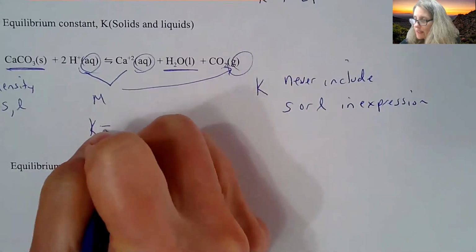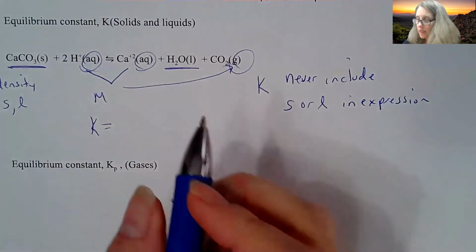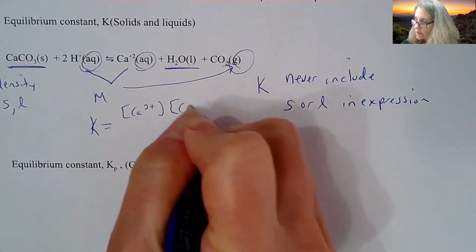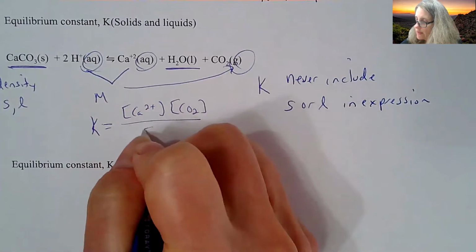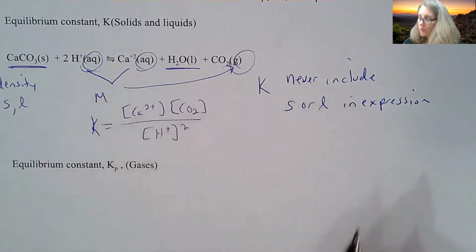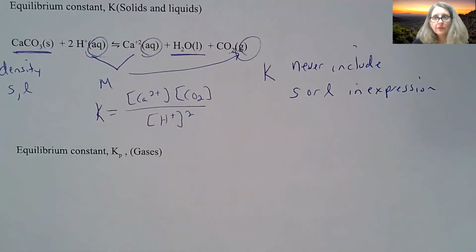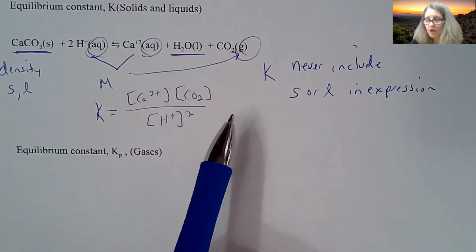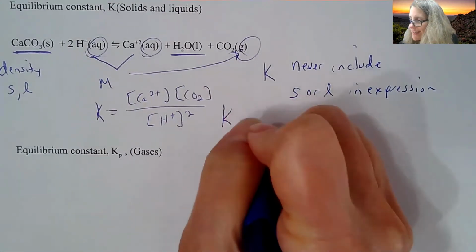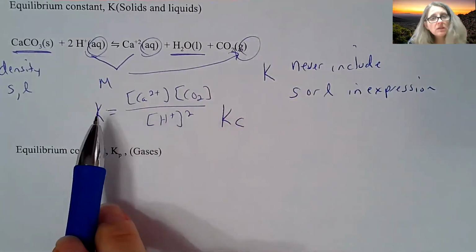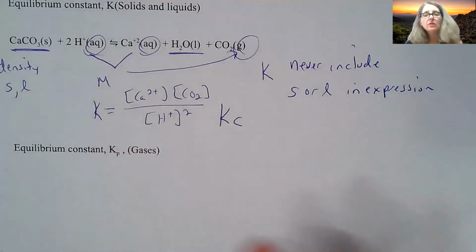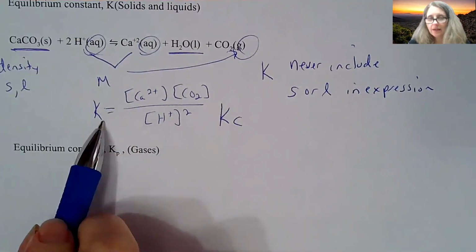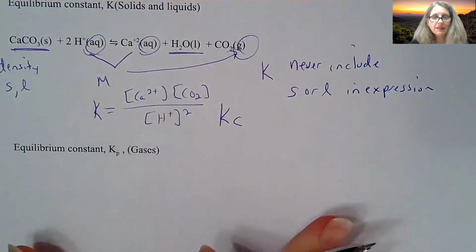So if I were to write the K for this reaction, I would just put calcium ions and CO2 on top, and then on the bottom, H plus squared. That would be my proper K for this equilibrium. Now, if I am talking about concentration, this is sometimes called Kc. Sometimes it's just K, sometimes you will see Keq, it all means the same thing. If you don't see anything written there, it's going to be concentration, but you sometimes see Kc.